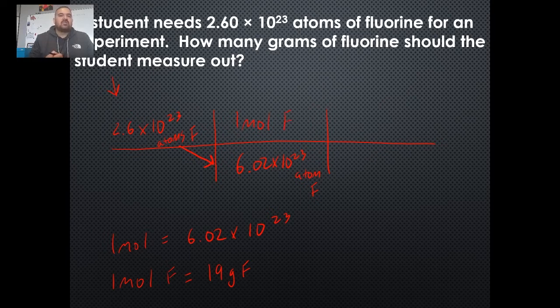Our next conversion is going to be to convert from moles to grams. So because we have moles in this box, we need to put moles in this box. So 1 mole of fluorine is equal to 19 grams of fluorine. We're going to solve this just like we did the previous one, except this time we just have an extra step. So I'm going to clear this space so that I can show y'all what needs to go in the calculator.